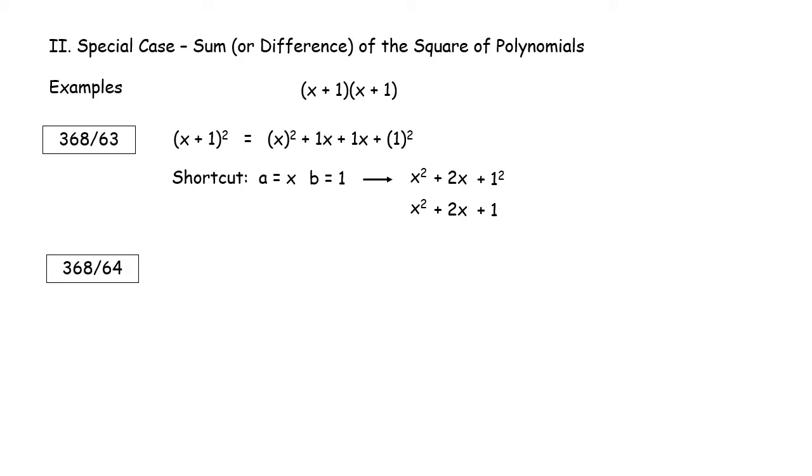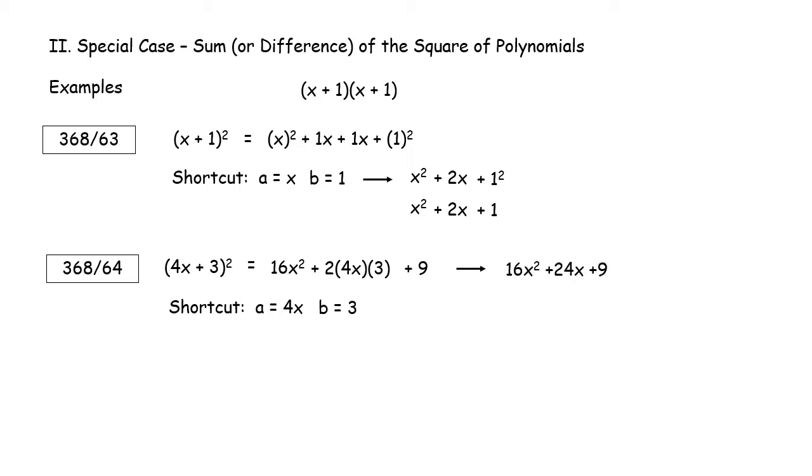In problem 64, we're given 4x plus 3 squared. Our shortcut tells us take a, which is 4x, and b, which is 3. We'll take a and square it, which is 16x squared. We'll take b and square it, which is 9. And then we'll multiply the two terms by 2, which will then be simplified as 16x squared plus 24x plus 9.